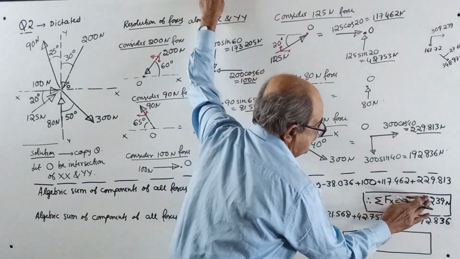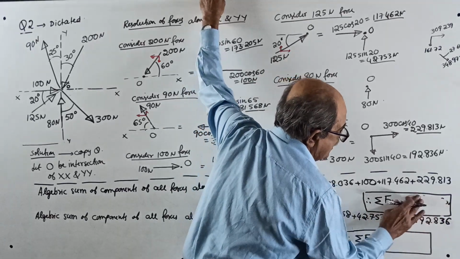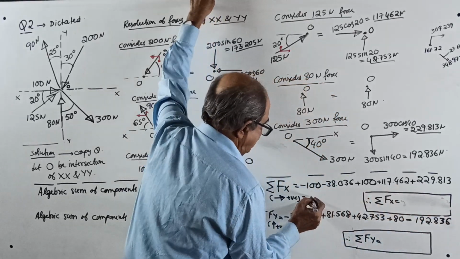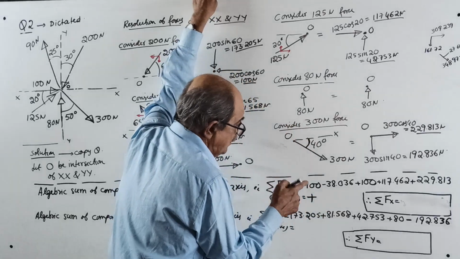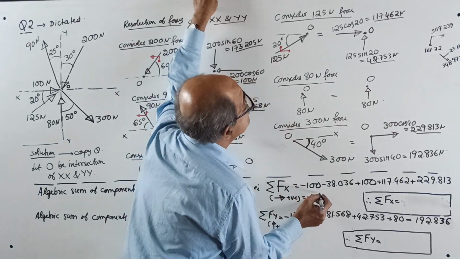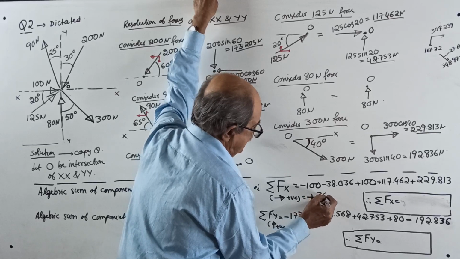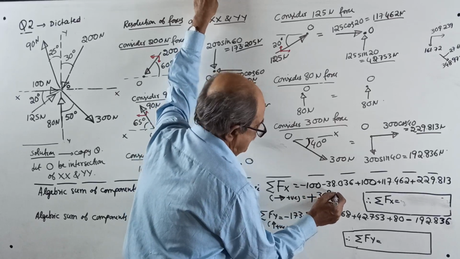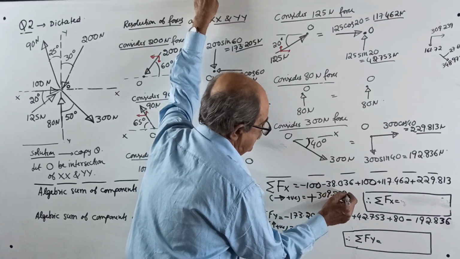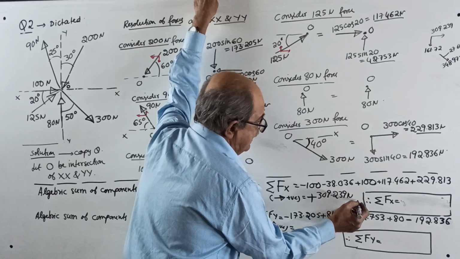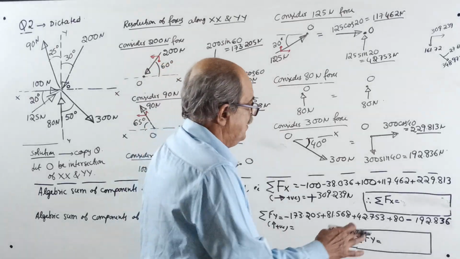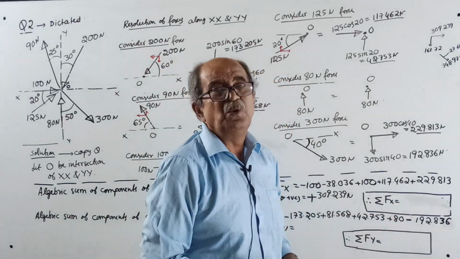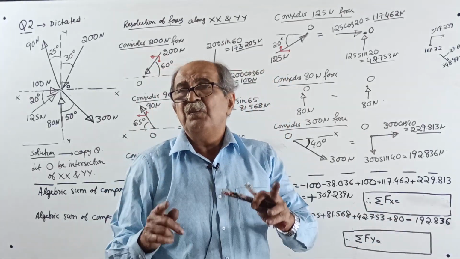Now here, the answer, sorry. I should not write plus, this is the final answer. I should write only the answer here. It is plus. I told you to write the answer with sign. 309.239 Newton. Then write.